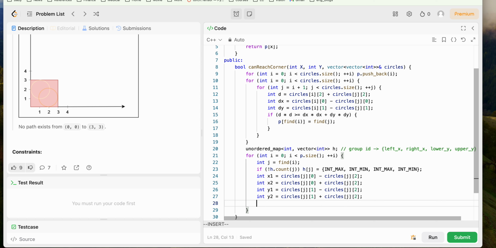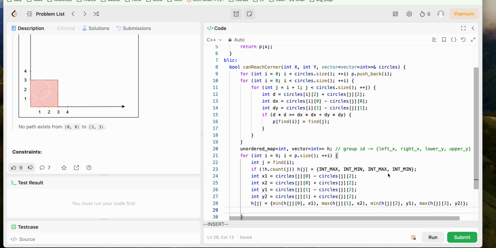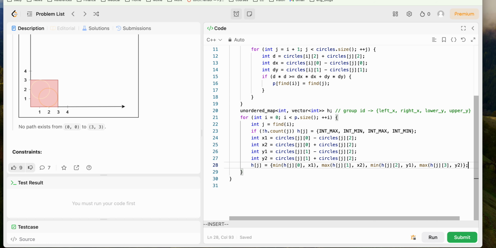These are the same, right? Then hj equals min hj 0 and x1, max hj 1 and x2, min hj 2 and y1, max hj 3 and y2. Okay, then we have all the values for h.